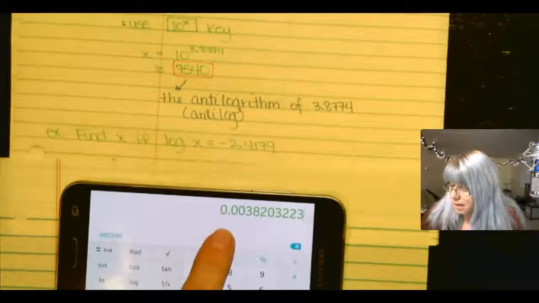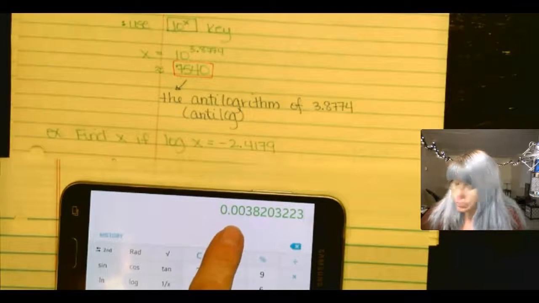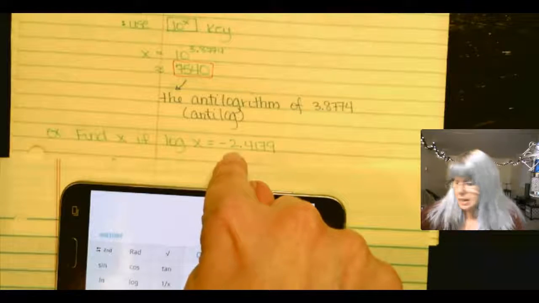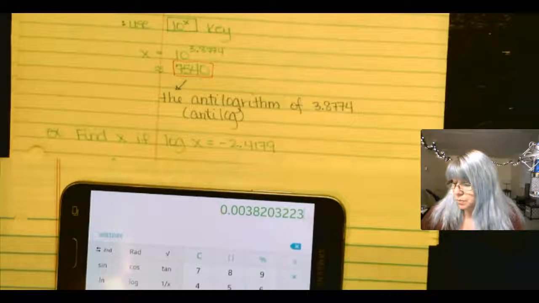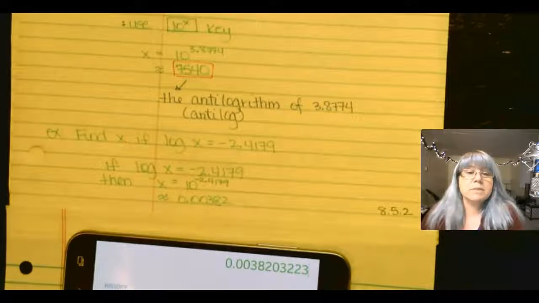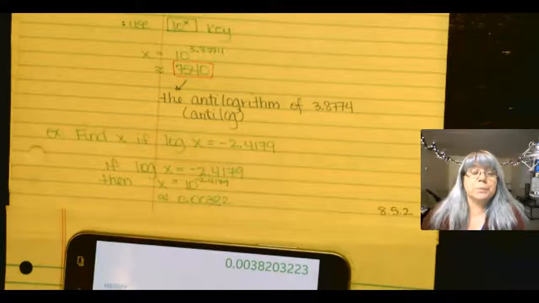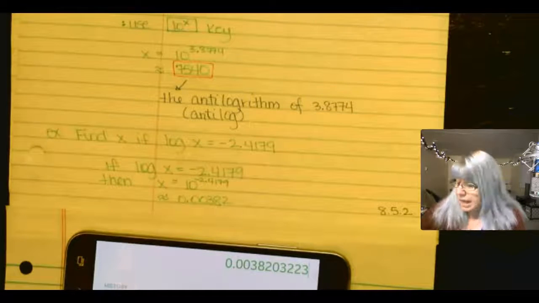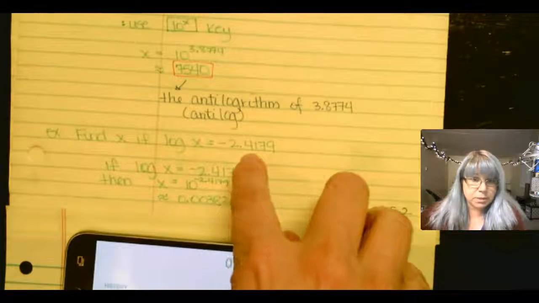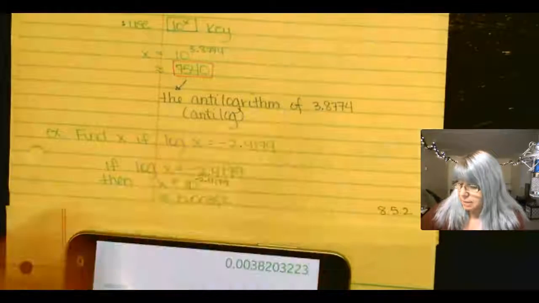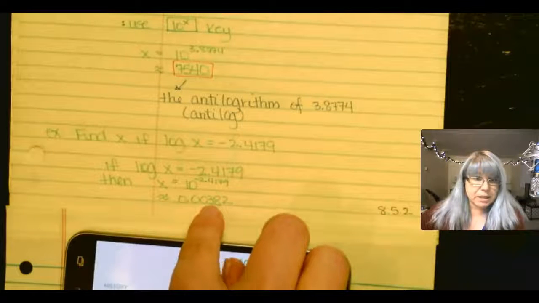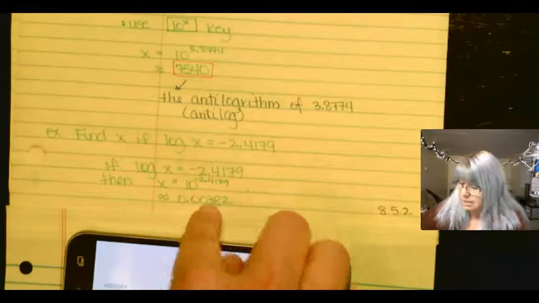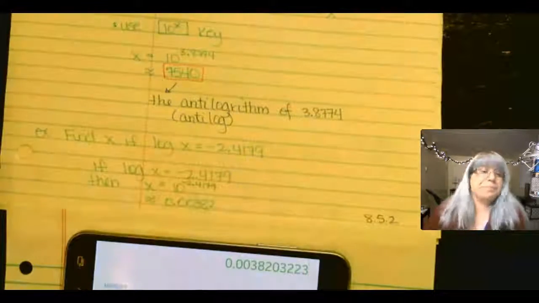All right, so my answer is 0.00. Remember, 2 zeros because my characteristic was a negative 2, 382. So approximately 0.00382. Get a sense of what your answer should look like by your characteristic. And your mantissa will give you some help too, right? A 4 is kind of right in the dead middle, so my number isn't going to be too large here. It's not going to be an 8. It's not going to be a 9, because that would make it really close to the next number.